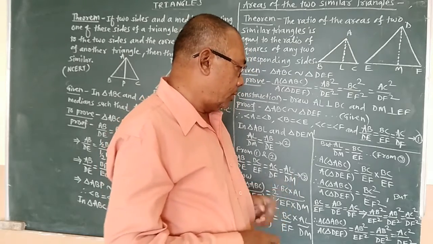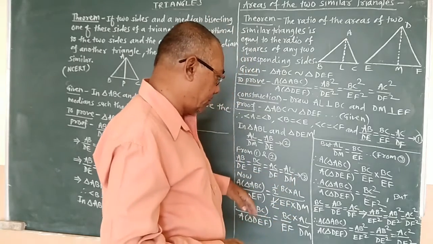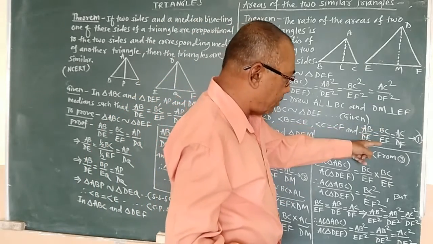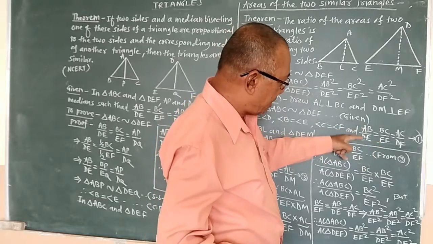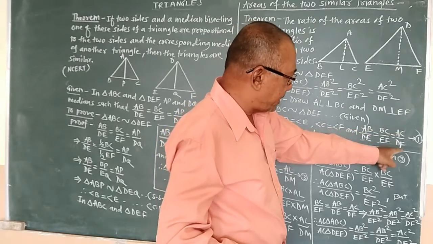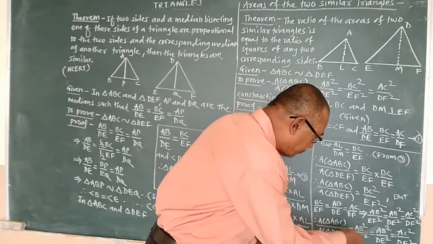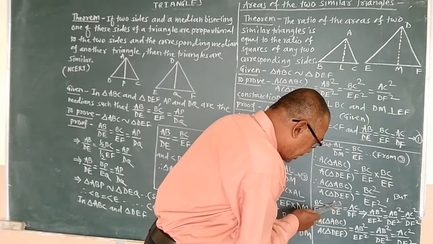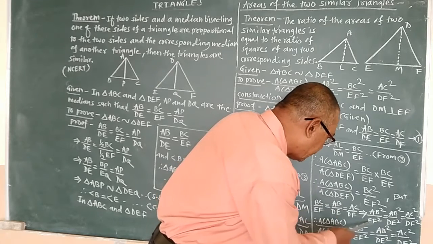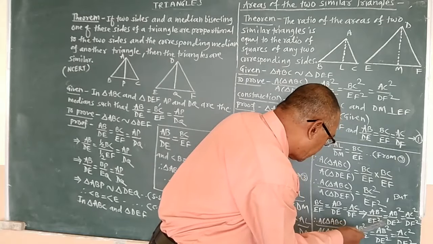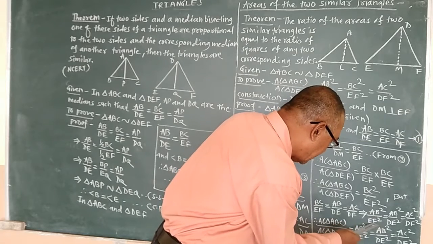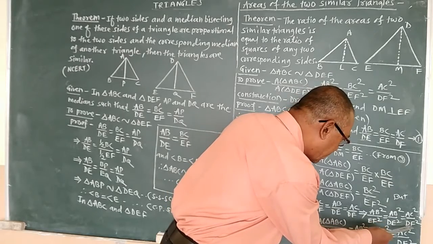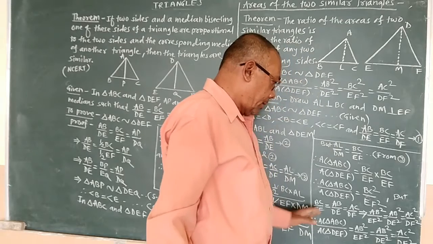Now we know that here from equation 1 we can write that BC upon EF is equal to AB upon DE is equal to AC upon DF. Now if we square, we get BC square upon EF square is equal to AB square upon DE square, and that is equal to AC square upon DF square.